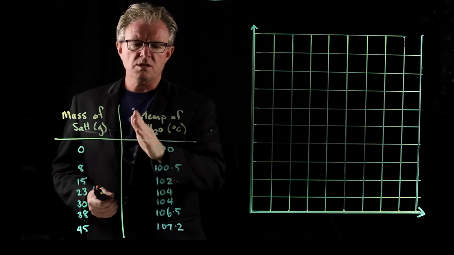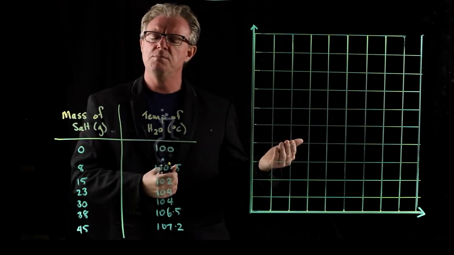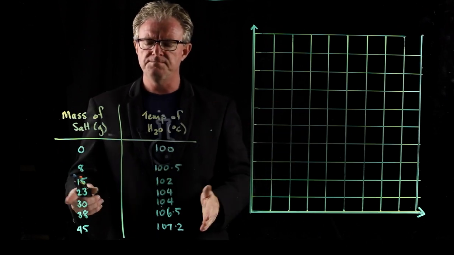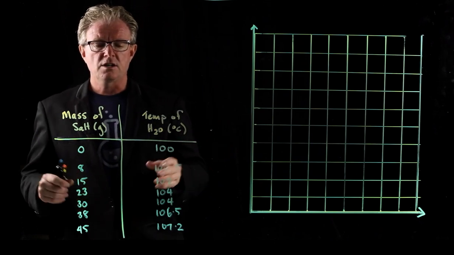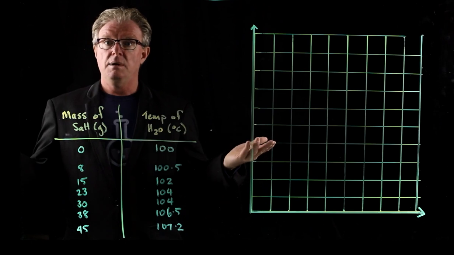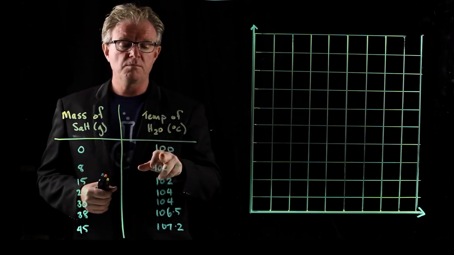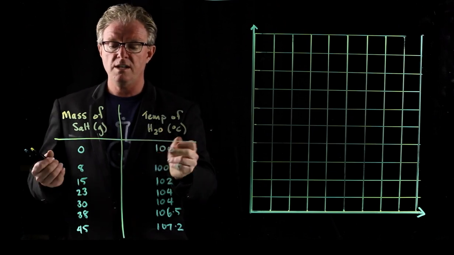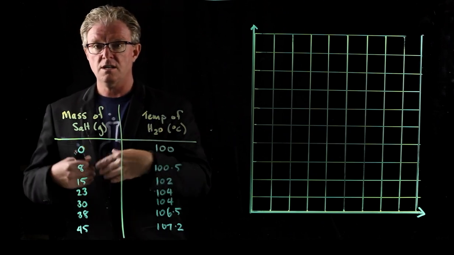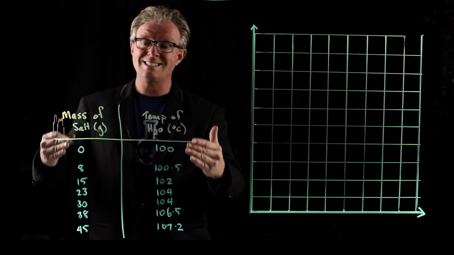So we've got the mass of salt and we've got the temperature of the water. And so some students wanted to find out, how does the temperature or boiling point of water change when you add more salt to it? And this is what they did. They got a beaker. They got a specific volume of water and they kept it the same, let's say 100 mils, and they boiled it first with no salt and they found it boiled at 100 degrees Celsius. They then added 8 grams of salt and they found it boiled at 100.5. They then got another 100 mils of water and they added 15 and it boiled at 102, etc.